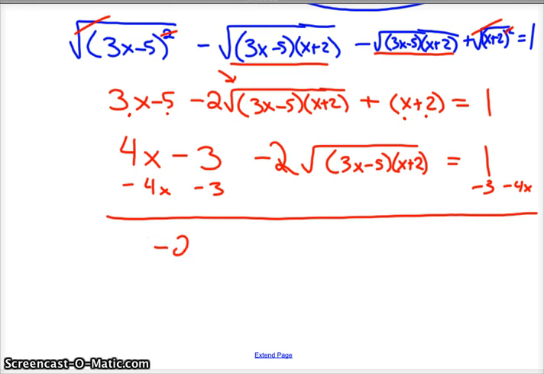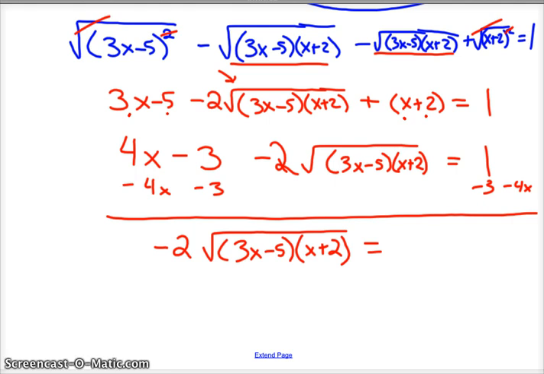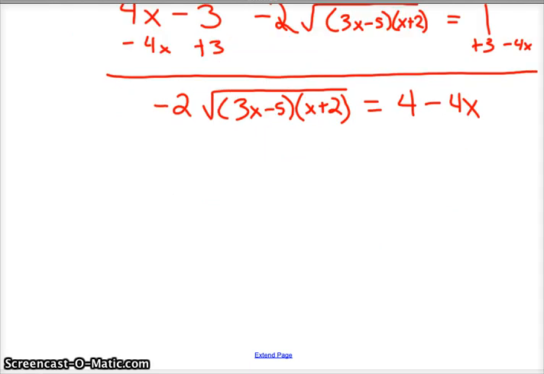And so we've got negative 2 square root of 3x minus 5 times x plus 2 equals, let's make sure that's right. Oh, it'd be plus 3. I was going to say, there was that error I was talking about. I was yammering. To move the 3 over, it had to have been plus 3 to both sides. So that would be 4 minus 4x. What's nice, we could go one more step here and divide everything by negative 2 on both sides of the equation. That would eliminate that part of it.